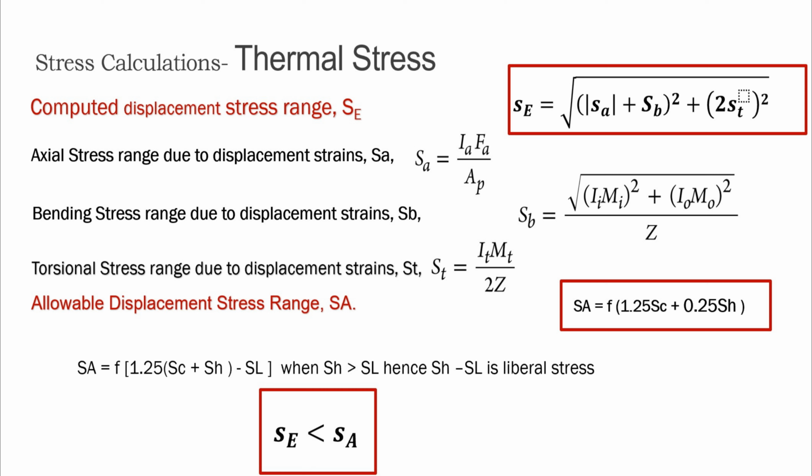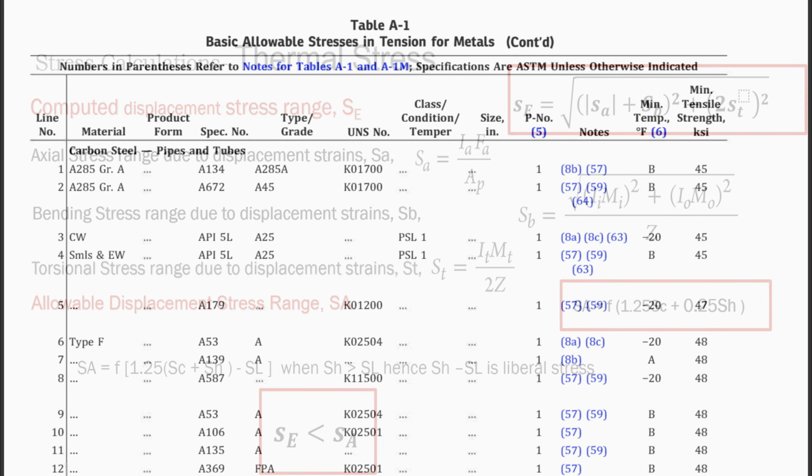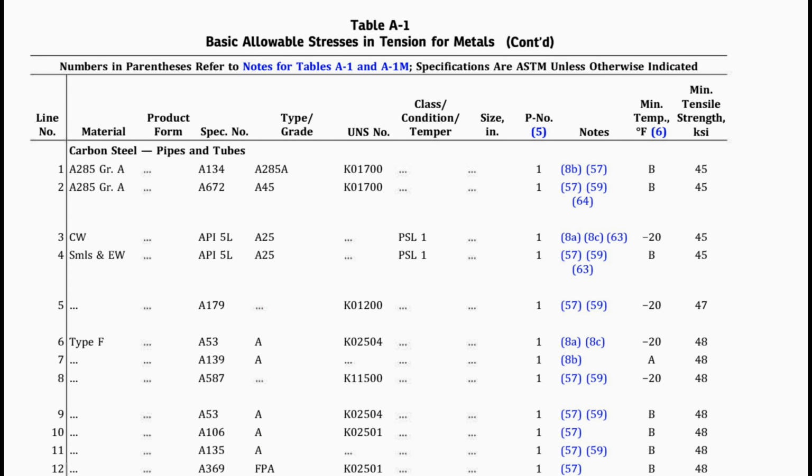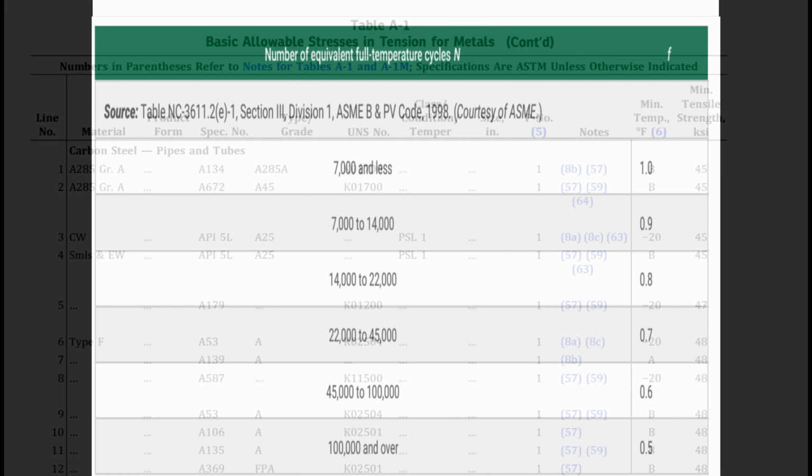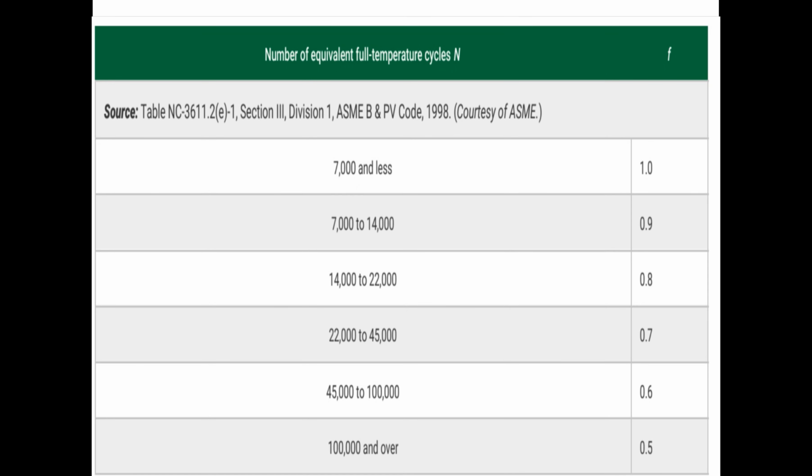That is SA equal to F into 1.25 times SC plus 0.25 times SH, where SA is the allowable expansion stress range, SC is the basic allowable stress at minimum metal temperature, and SH is the basic allowable stress at maximum metal temperature. All these SC and SH values are available in Table 1A of the code B31.3, and factor F is called the stress range reduction factor for displacement cycles, meaning the total number of cycles over the expected design life.